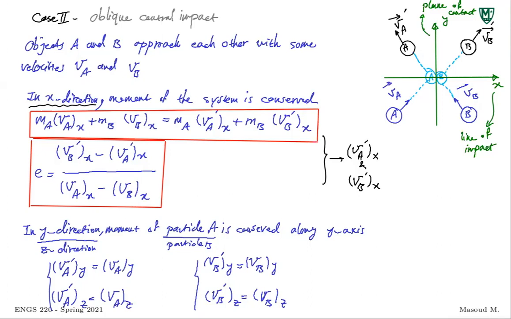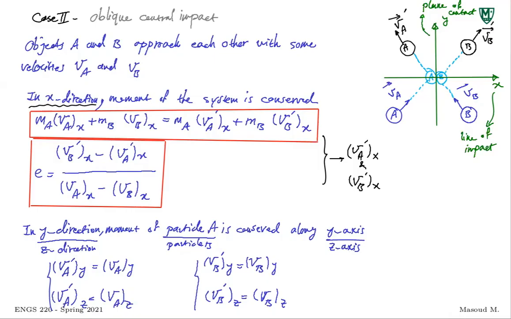Right? From the first two equations, you find the components of velocity along x-axis or line of impact after the impact, and following the whole idea that the momentum of each particle is conserved along y-axis and z-axis, you can find the components of velocity after the impact along those axes. All right. And knowing x and y components, you have the velocity after the impact. All right.